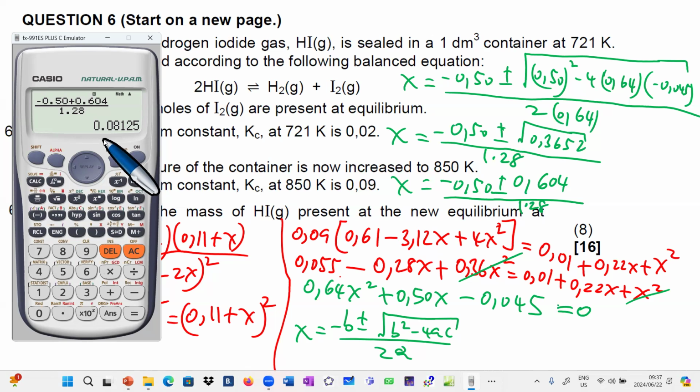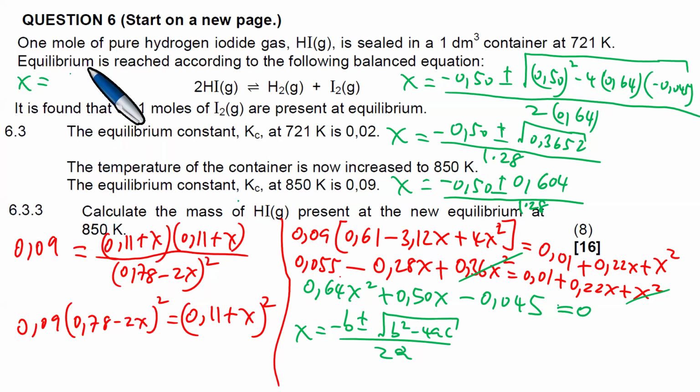Right, so it is 0.08. Okay, let's check this one. 0.08, yeah, that's fine. So that is what we're getting. But remember that we're dealing with this one, and this one was at the new equilibrium. It was 0.11 plus. Okay, we remember that one.